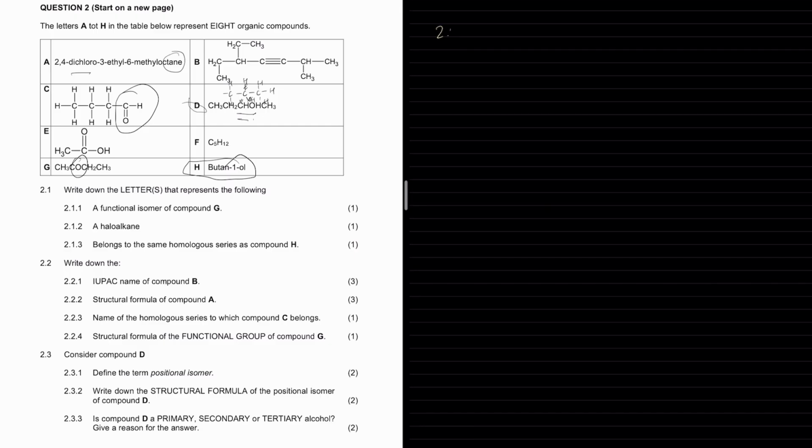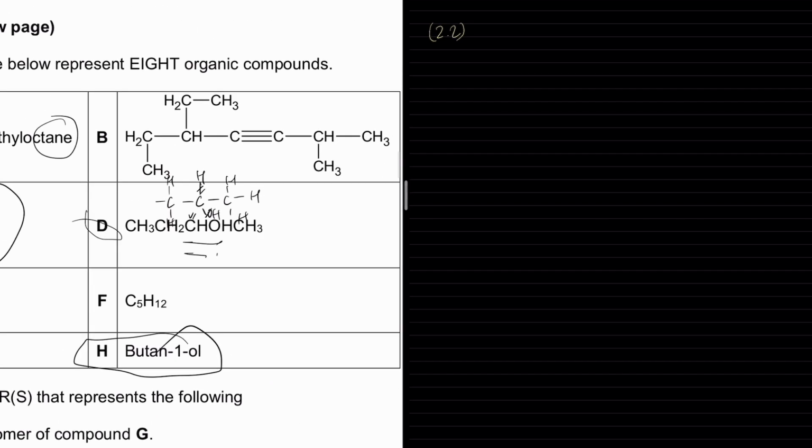Question 2.2. Write down the IUPAC name of compound B. So compound B is this. I'm seeing a triple bond, so it's going to be an alkyne. Let's find the longest chain. So the longest chain is going to be that one.